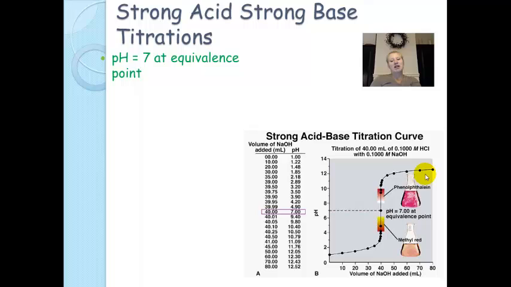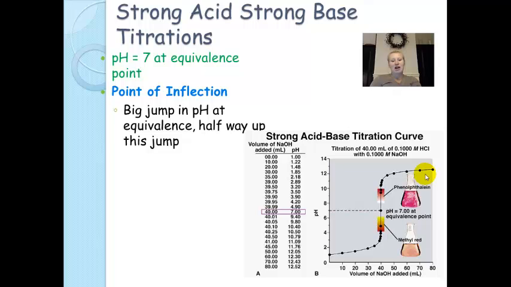So again, the pH is going to be equal to 7 at the equivalence point for a strong acid, strong base titration. And the point of inflection is the big jump in pH at the equivalence. So halfway up this point of inflection is the equivalence.